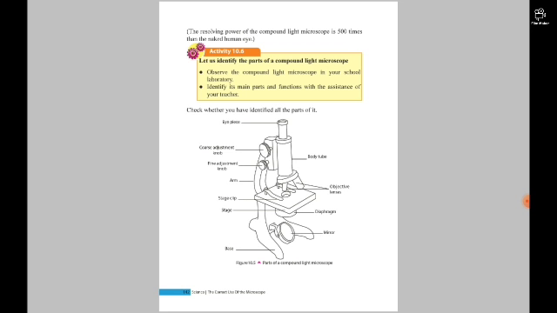The parts are: eyepiece, body tube, coarse adjustment knob, fine adjustment knob, arm, stage clip, objective lenses, stage, base, mirror, diaphragm. These are the things you have to learn, and in the exam it will have a microscope and you will have to name some parts. So you have to remember these. It's easy.